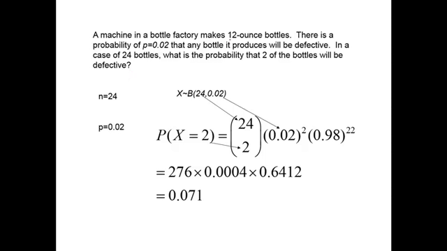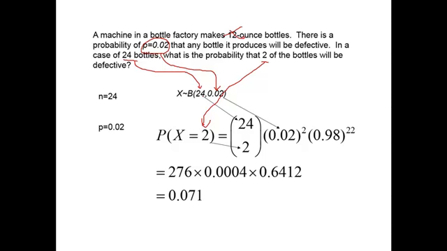All right, so let's look at our problem again. A machine in a bottle factory makes 12-ounce bottles. That 12 is just a distractor. It's not coming in. There's a probability of P equal to 0.02 that any bottle will be defective. So in this experiment, a bottle being defective is a success. In a case of 24 bottles, we're taking a sample size of 24. What is the probability that 2 of these bottles will be defective?